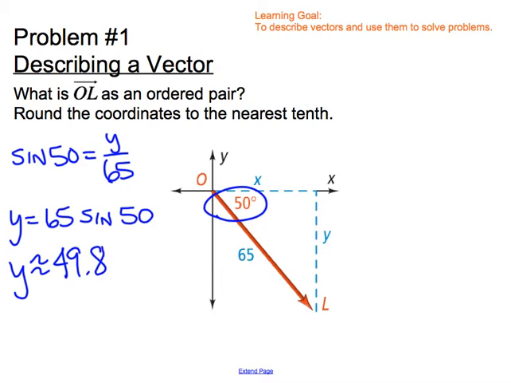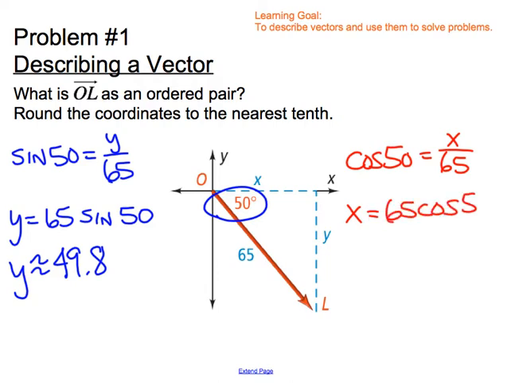On the other side, if we use cosine of 50, we find that cosine is the adjacent side x divided by the hypotenuse of 65. And again here, x can be given as 65 times the cosine of 50. And so we plug this into our calculator and we find that x is about 41.8 units.